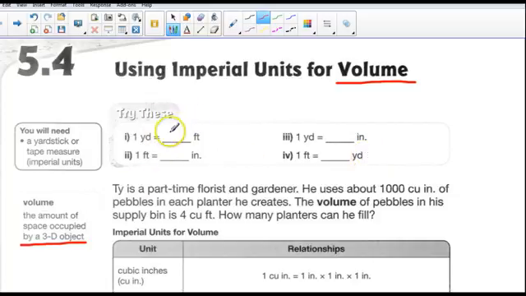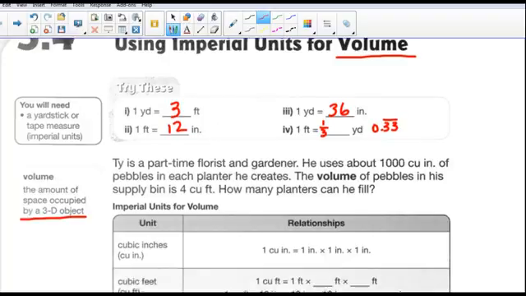1 yard. Well, this is review. 1 yard is the same as 3 feet. 1 foot is 12 inches. We know that. 1 yard is 3 feet, and 1 foot has 12 inches, so 3 times 12 is 36 inches. And 1 foot is equal to how many yards? Well, we know that it takes 3 feet to make a yard, so we could say that 1 foot is equal to 1/3 of a yard, or we could say it's 0.33 repeating of a yard.